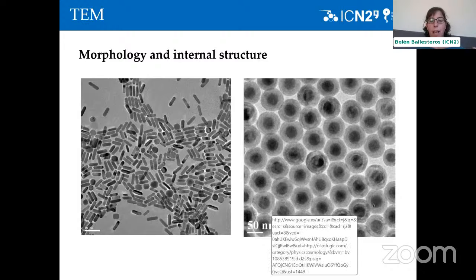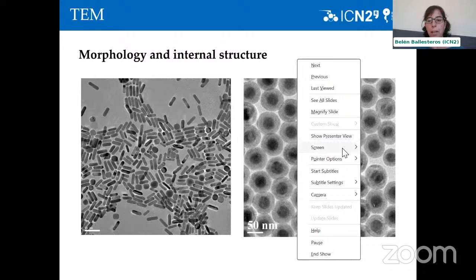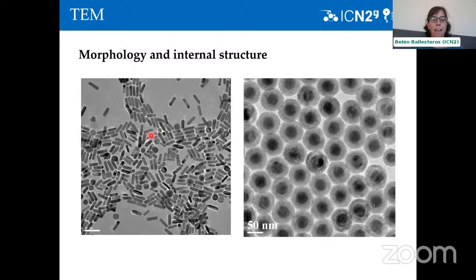In the TEM, as I was saying, we have the beam transmitted through the sample, so we have this type of images. We can study, for instance, the morphology of the sample. Here we see these nanorods. These are gold nanorods, but in some areas we can see that not all the produced nanoparticles are nanorods, but we have some spheres as well.